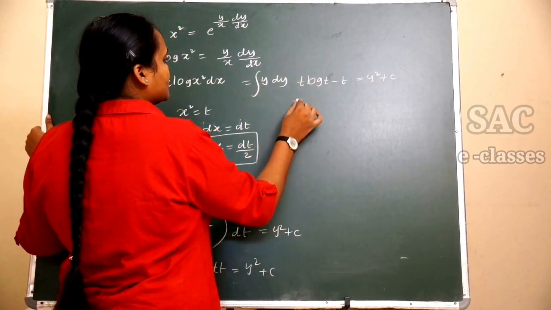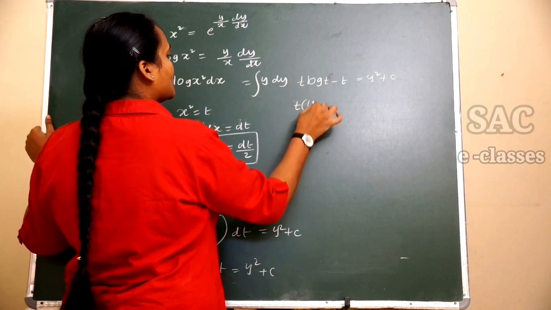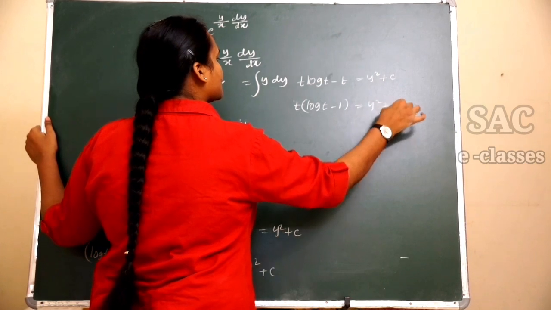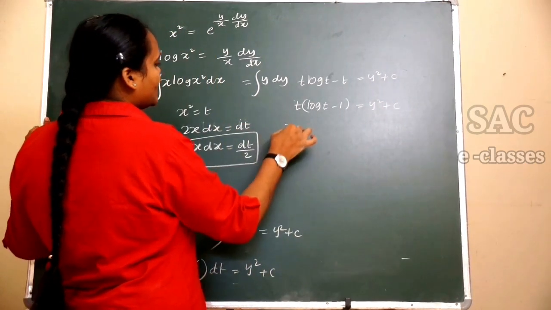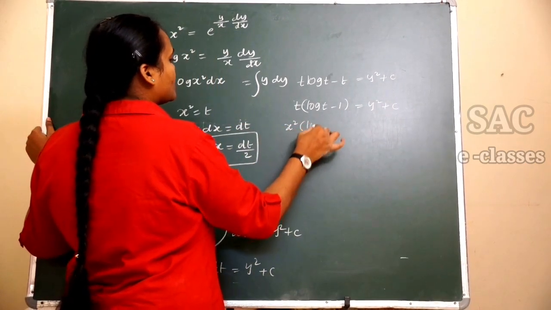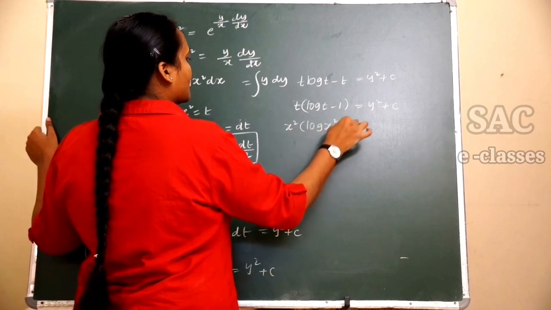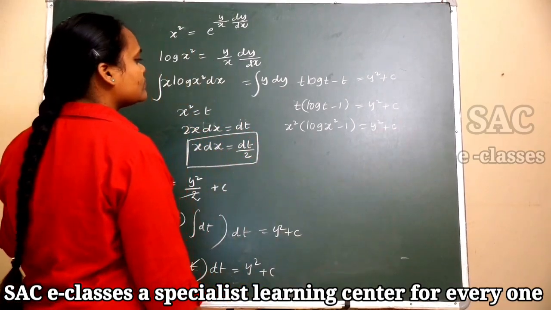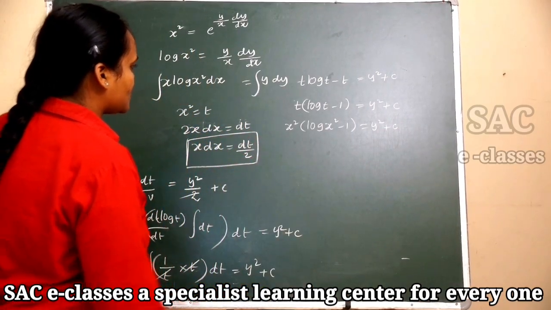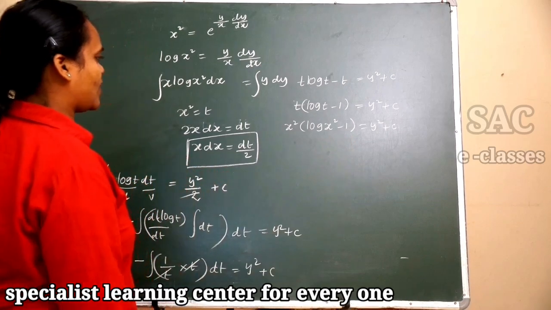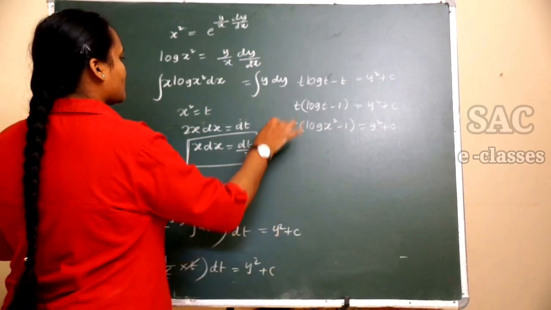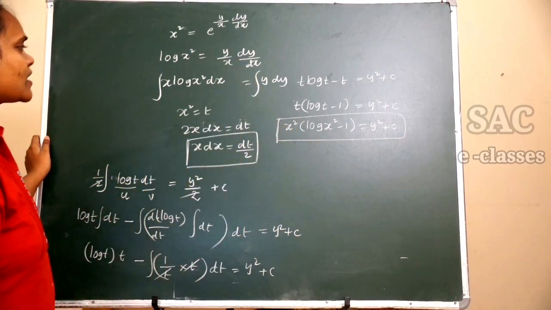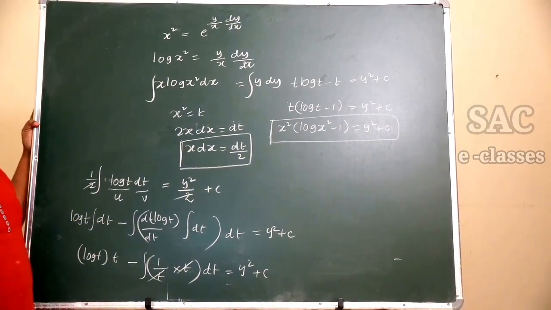Here let us take out t as common. t into log t minus 1 equal to y square plus c. So you can write it as x square into log x square minus 1 equal to y square plus c. Still, if you want to simplify, you can write it as y square by x square and c by x square. But can we leave it as the finalized answer. In this way we can solve the given differential equation.